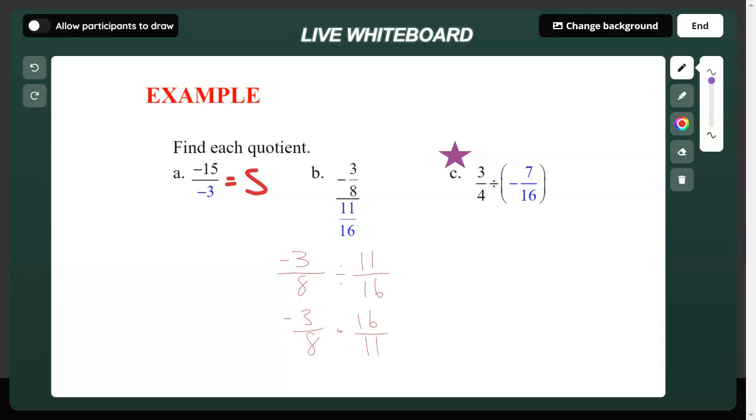You can simplify beforehand or you can simplify afterwards. Either one is fine. Okay? So let's just go ahead and multiply and then we'll simplify. What's negative 3 times 16? Negative 48. Good. Negative 48. What's 8 times 11? 88. And what can I simplify both of these by? 8. Okay? So 48 divided by 8 is what? 6 over 11. Okay? So rewrite division as multiplication. Do the multiplication. Simplify your fractions.